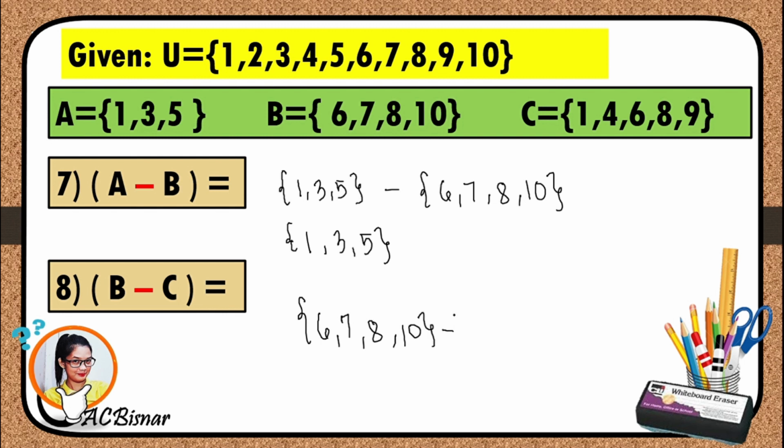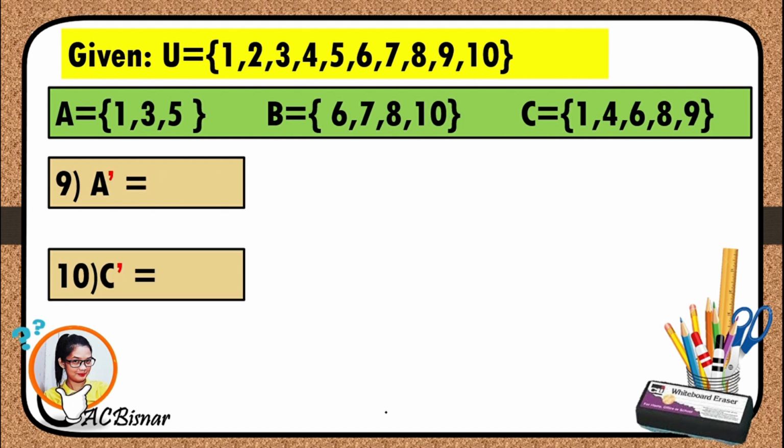Next, for number 8, the elements in B are 6, 7, 8, and 10. Minus the elements in C, we have 1, 4, 6, 8, and 9. So again, you're going to subtract elements in C that are also in B. So what are those elements? So we have 6, and we also have 8. Now what is left in B? 7 and 10. So the answer will be 7 and 10.